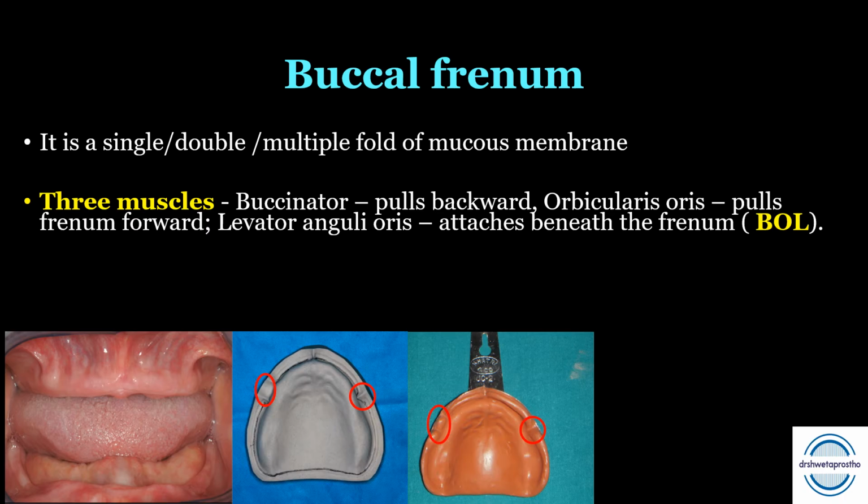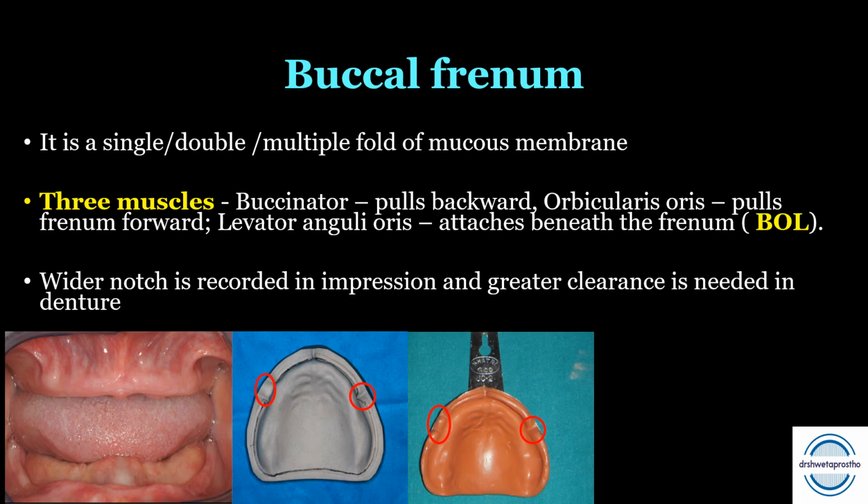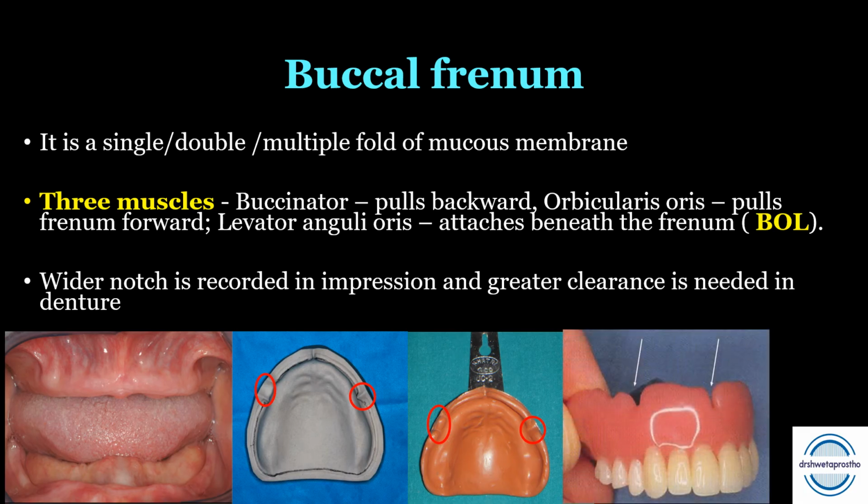Buccinator, which pulls backward. Orbicularis oris, it pulls the frenum forward, and levator anguli oris, it attaches beneath the frenum. You can remember it by the word BOL, B-O-L: buccinator, orbicularis oris and levator anguli oris. Now it gives a wider notch in the impression, and in the denture also it needs greater clearance, because of these muscle attachments.